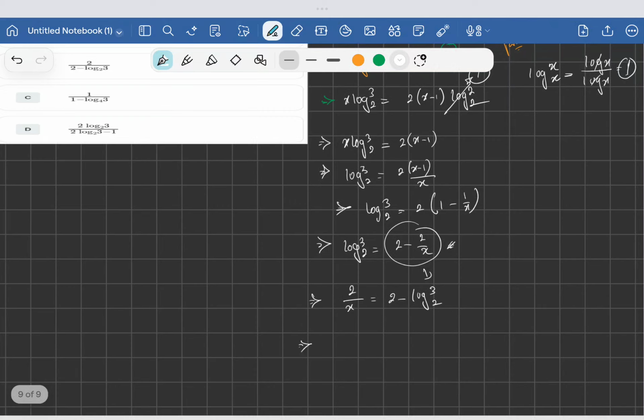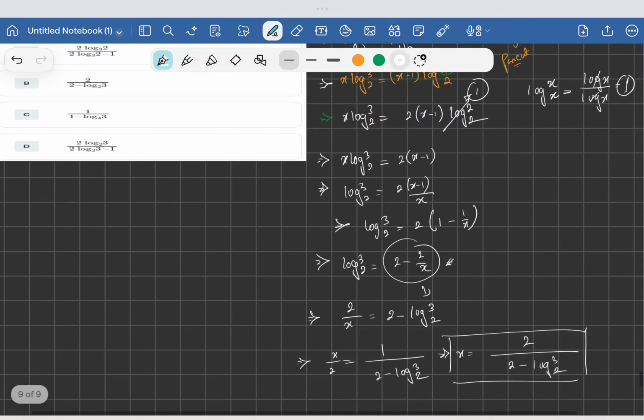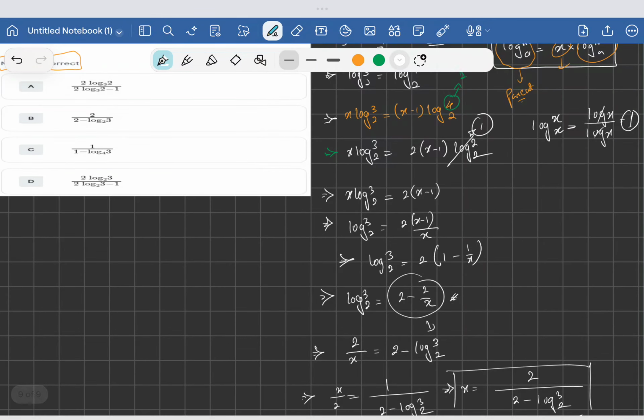Now do one thing, just reverse it. x by 2 equals 1 by 2 minus log 3 base 2, where x comes out to be 2 by 2 minus log 3 base 2. Okay, so is there any option like this? 2 by 2 minus log 3 base 2, yes. So here we got our option.